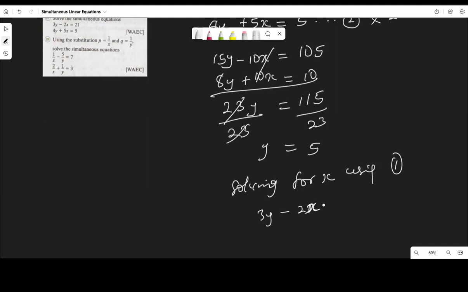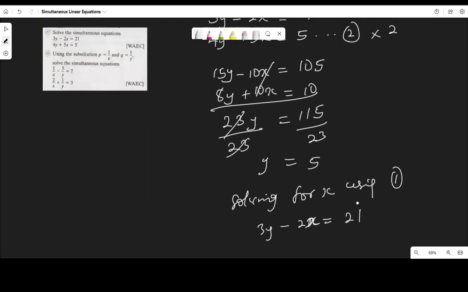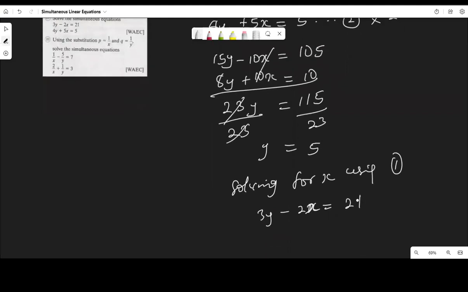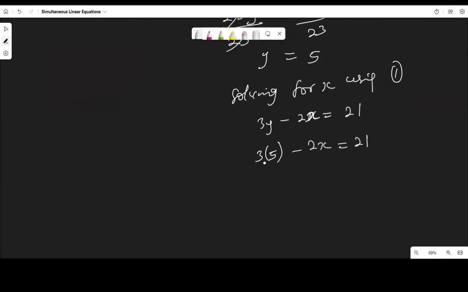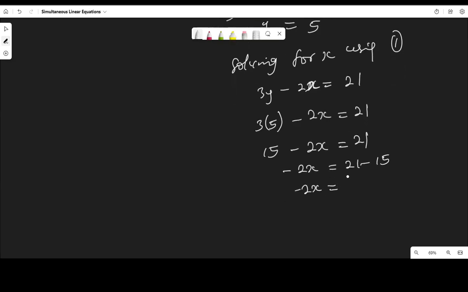2s is equal to 21. And we learn y to be 5. So 3 times 5 minus 2s is equal to 21. 3 times 5 is 15. Minus 2s is equal to 21 minus 15. Minus 2s is equal to 21 minus 15, which is 6.